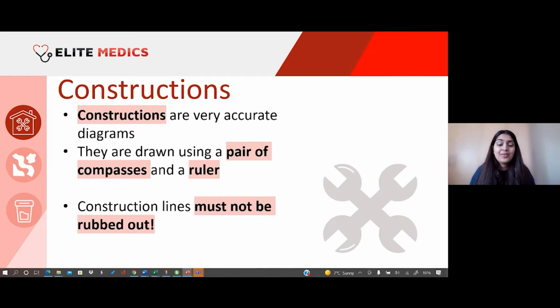One very common mistake people make is that they rub out the construction lines. You are not supposed to do that. The examiner has to see the construction lines. It's not like rough work that you need to rub out and make your work neat. That's not the way it is. You have to make sure that all of the lines are seen so that they can see your method in actually drawing these things, okay?